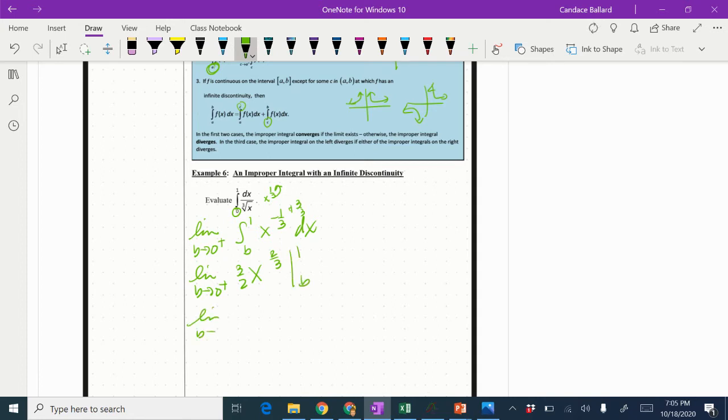So now I've got the limit as b approaches 0 of 3/2 times 1 to the 2/3 minus 3/2 b to the 2/3 power. I know 1 to any power is just 1, so this first part is just going to be 3/2. I'm going to go ahead and substitute in my 0 because I might as well in this step. So 3/2 minus 0 to the 2/3, so this whole back piece is going to become 0. So my answer is 3/2, therefore this converges.